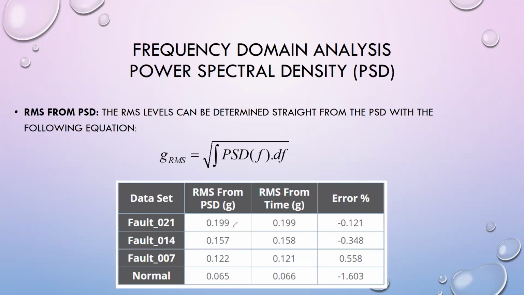The RMS from PSD and the RMS from time, the results are almost the same for normal and for the fault bearing. And this error is very low and it's acceptable. So with a good accuracy, you can calculate the RMS for the signal in the frequency domain.